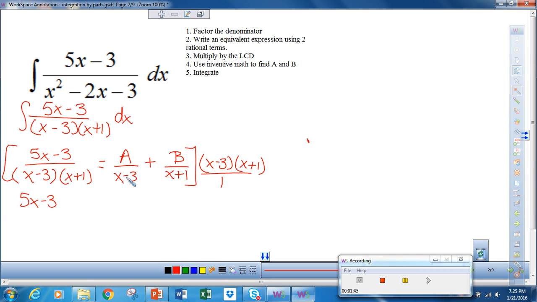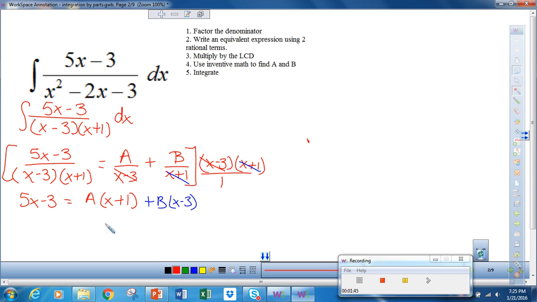When I multiply this term by the common denominator, the x minus 3's will cancel each other out, and we'll be left with A times x plus 1. When I multiply this term by the common denominator, the x plus 1's will cancel out, and then I'm left with plus B times x minus 3.